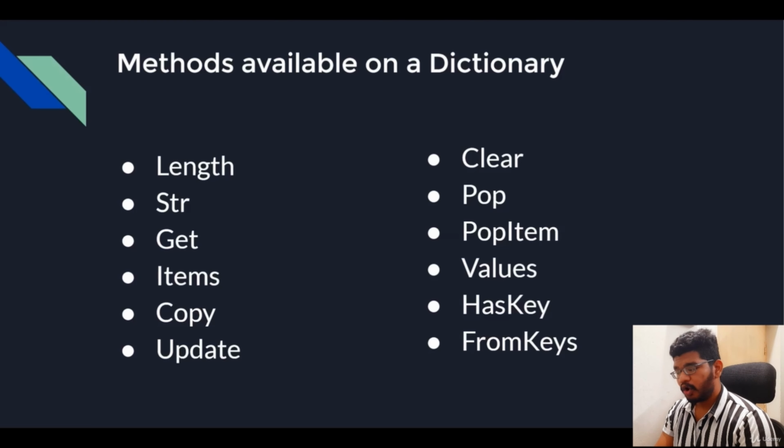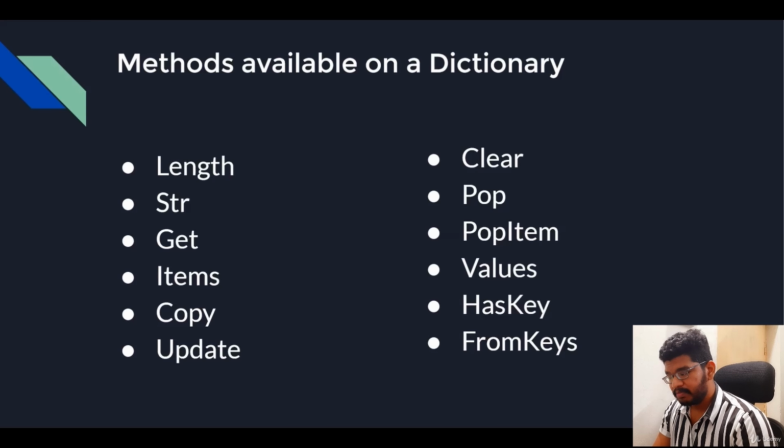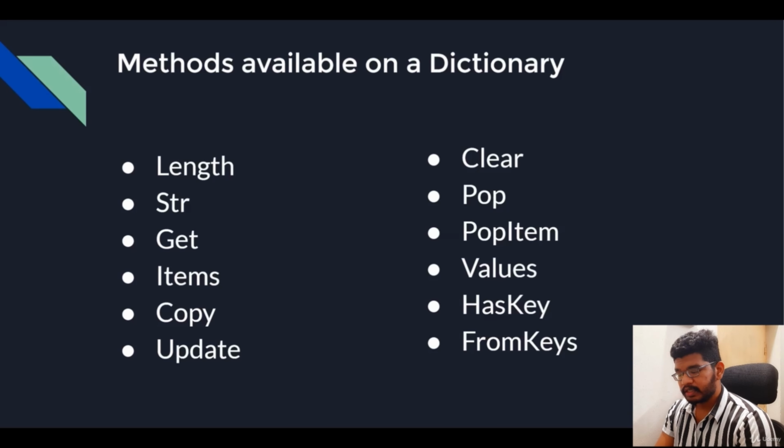Items, it will return all the items in a dictionary in a list format. And then there is copy, we can copy the items of a dictionary. And update, we can update the items of a dictionary. So using update, we can also merge two dictionaries. We will update one dictionary with another dictionary. We can merge using this update function. We can also add items to a dictionary using this update function.